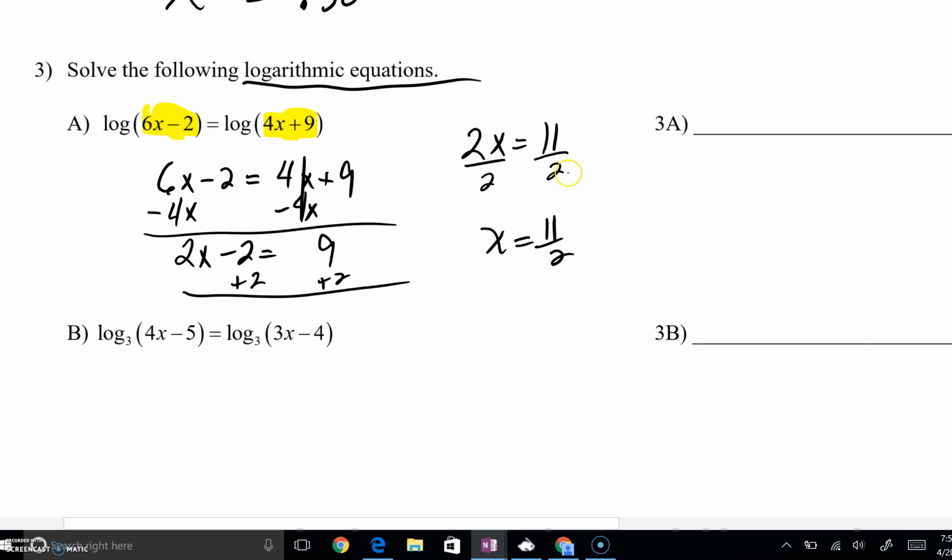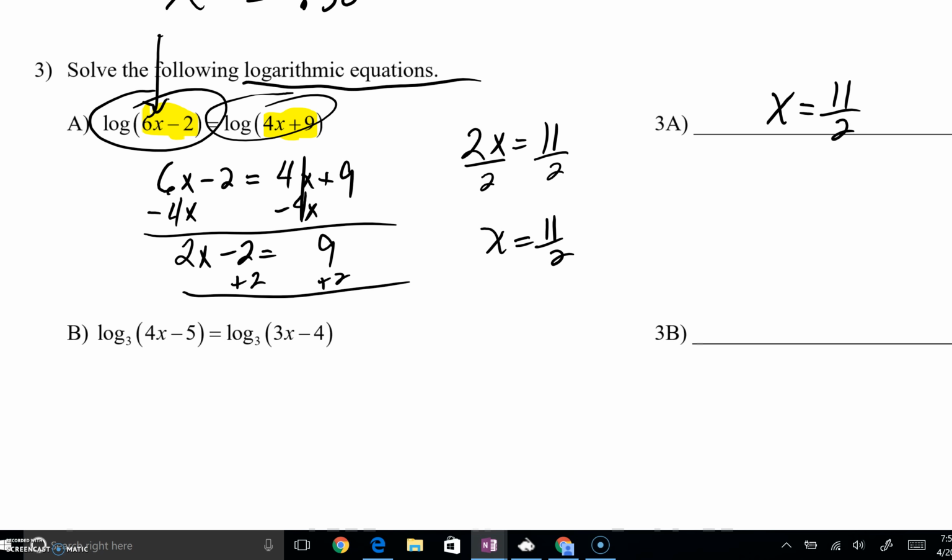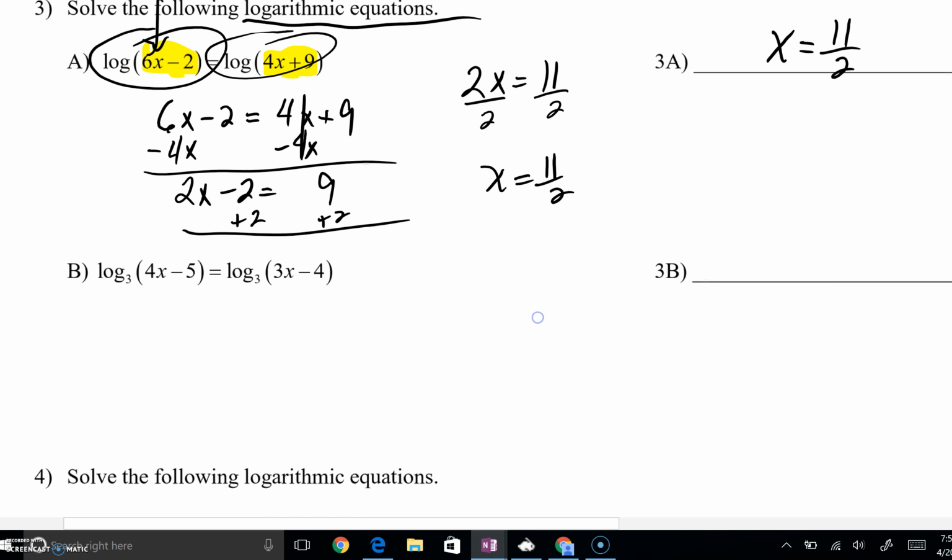What does that mean? The left side equals the right side. It means we've got our answer of 11 over 2. Honestly, if you just plug in your 11 over 2, and if you see that inside is positive, it's going to work. The only way you'll have to throw an answer out is if those highlighted expressions turn negative.